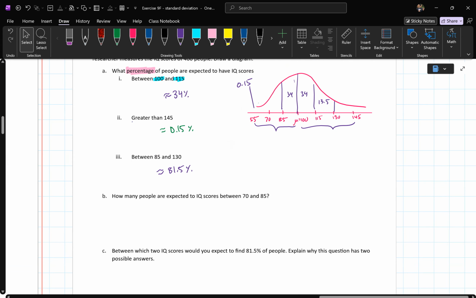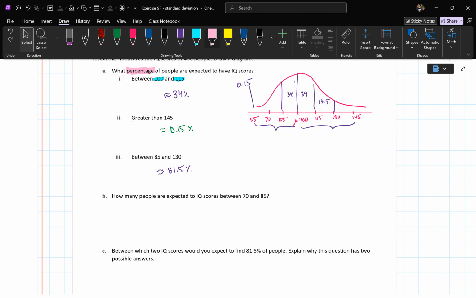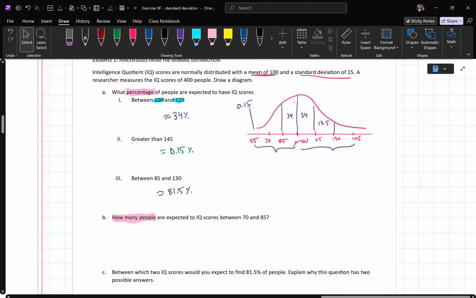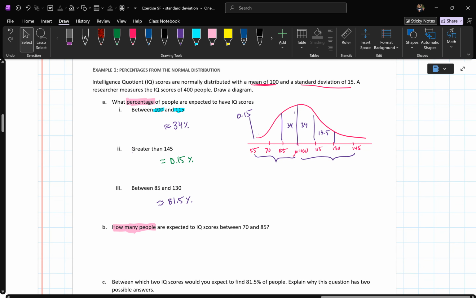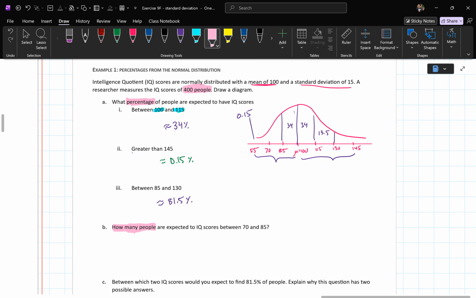Let's answer those questions. How many people are expected to have an IQ score between 70 and 85? This is different to before. What's different? They said how many people. So it doesn't make sense if you ask me how many people and then I tell you a percentage. That's right. So I'm interested in the number of people now. In this case, they told us there are 400 people. So you need to first work out the percentage. Then you find the percentage of the people.